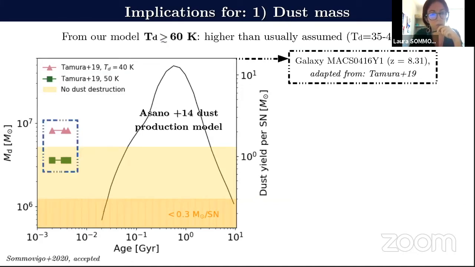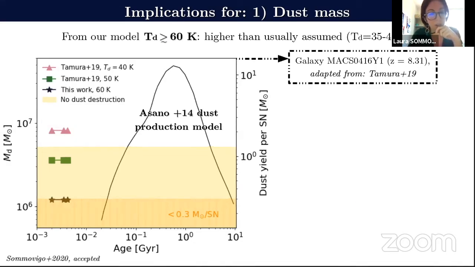I would like you to focus on these two sets of points, which correspond to the dust mass that Tamura 2019 would need for their observed galaxy, assuming a dust temperature of 40 Kelvin or 50 Kelvin, in order to get the observed far-infrared luminosity of their source. So the point is that if you allow for larger dust temperature, in order to produce the same FIR luminosity, you need less dust mass.